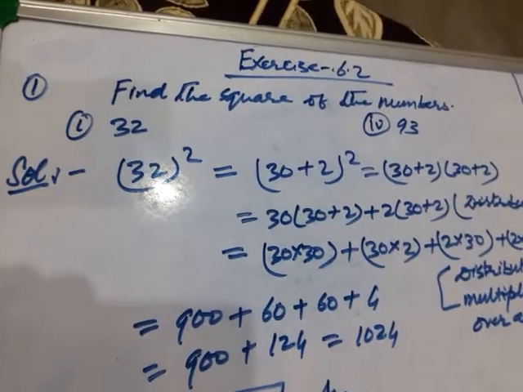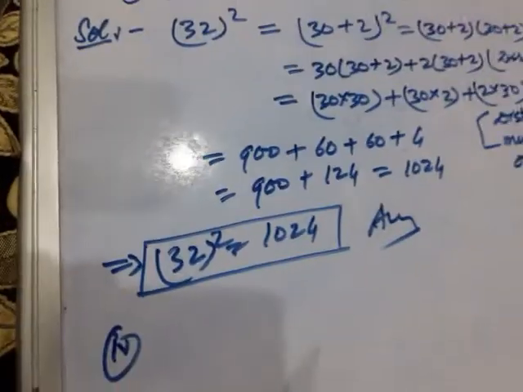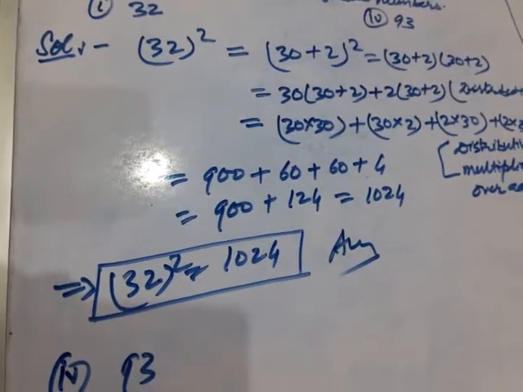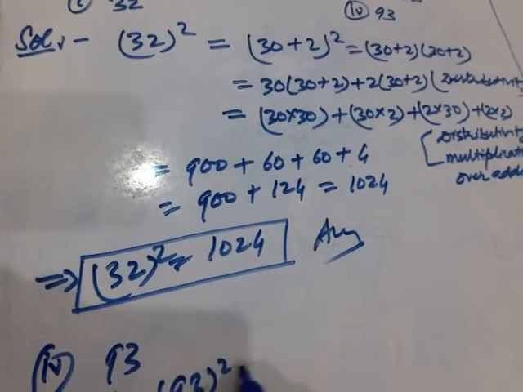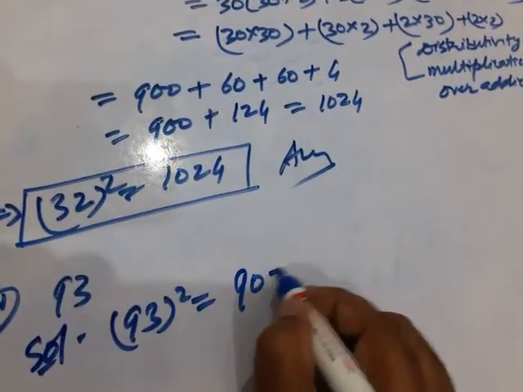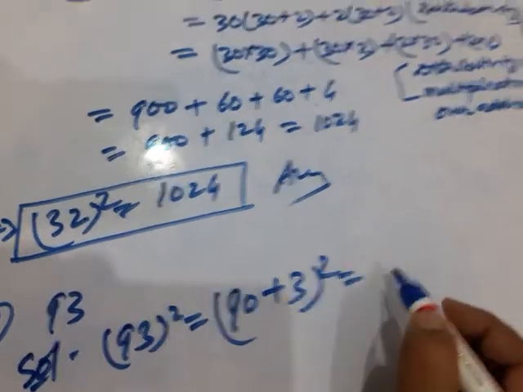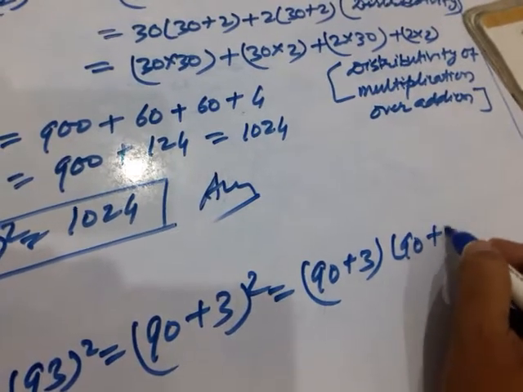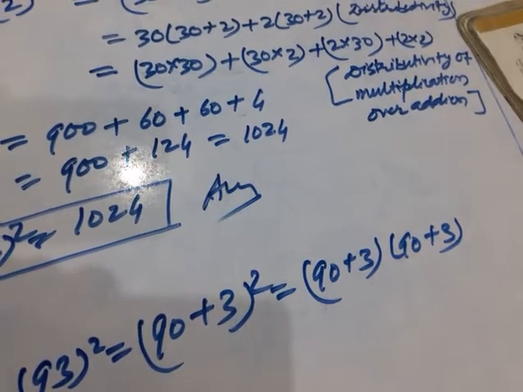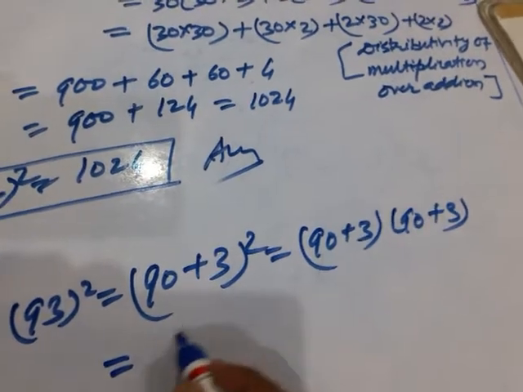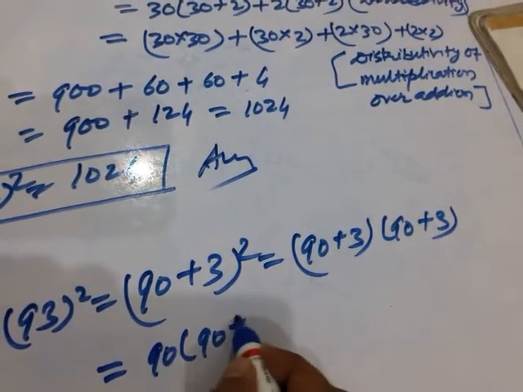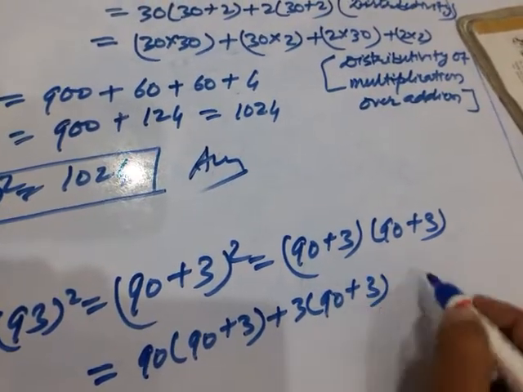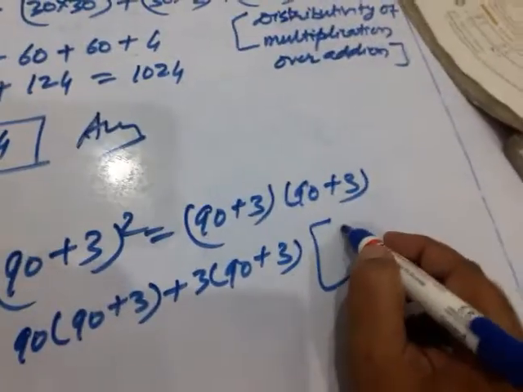Let us see one more part, that is question number 5, fourth part, that is 93, children. Clear? The square of 93 you have to find out. That is 93 squared equals, you break it up, (90 plus 3) squared, which is (90 plus 3) into (90 plus 3). Now let us apply distributivity. That is 90 into (90 plus 3) plus 3 into (90 plus 3). What is this property known as?